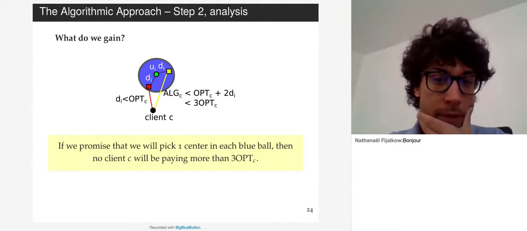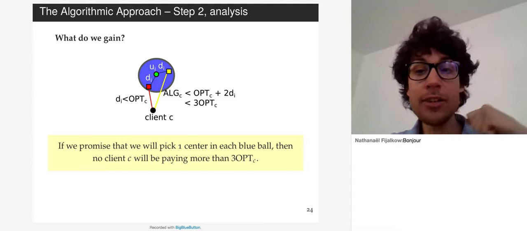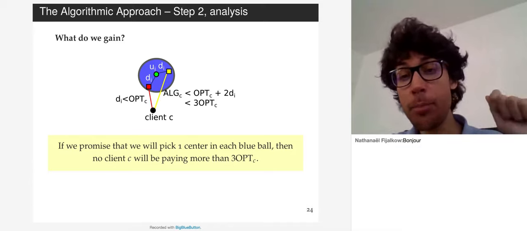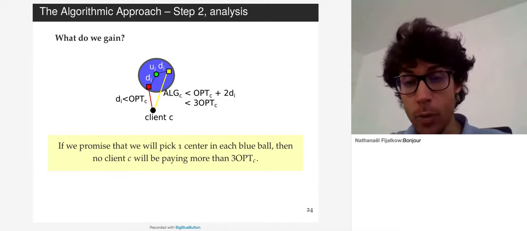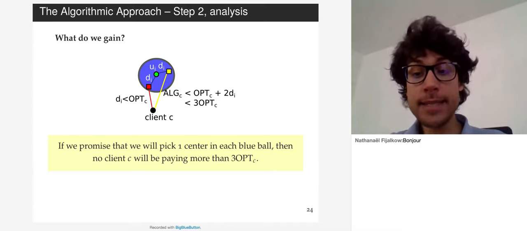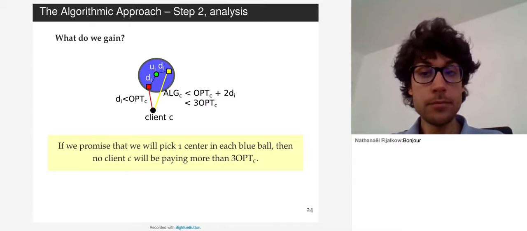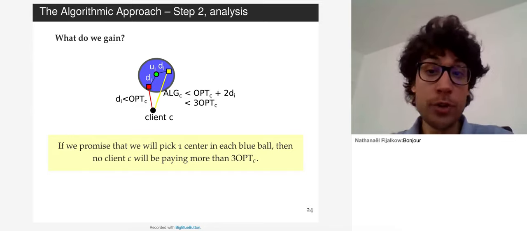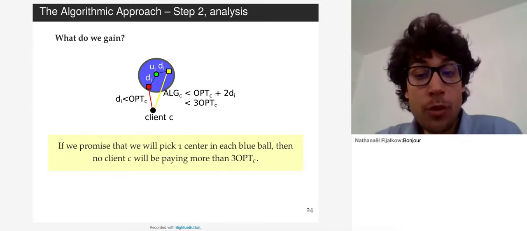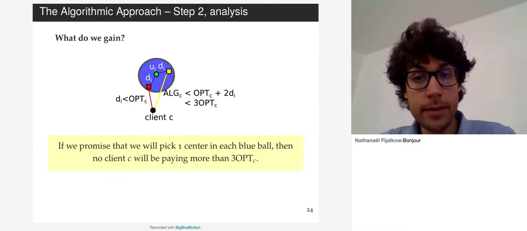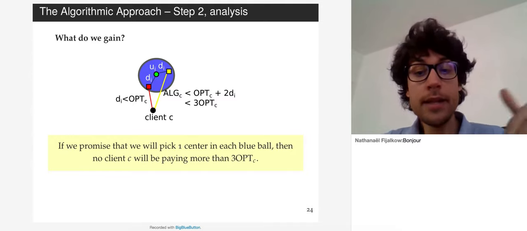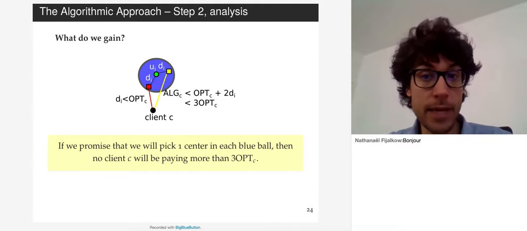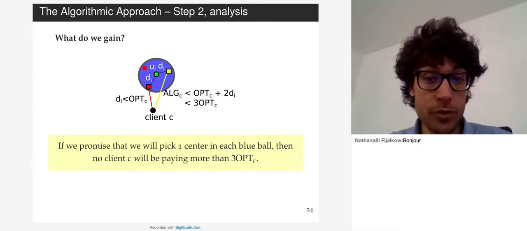If I promise you that while I try to improve this solution, I will always pick a center in each blue ball, but I'm going to try to improve as much as possible, then I can guarantee that at any point in the execution of the algorithm, there is no client C that will be paying more than 3 times what C is paying in opt. Okay, because of the argument I just gave you.